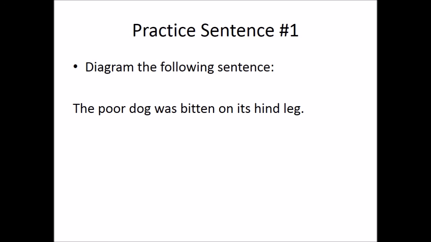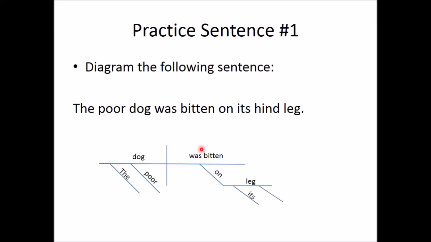Okay, here is the answer. Draw your T, subject and verb, dog was bitten, right? Adjective describing dog, the and poor, the poor dog, and on its hind leg tells you where it was bitten, and so we diagram that prepositional phrase. Again, these aren't super complicated as far as the way we diagram them. They're very similar to what we've done before. Difference being was bitten, the dog, the subject, is receiving that action.